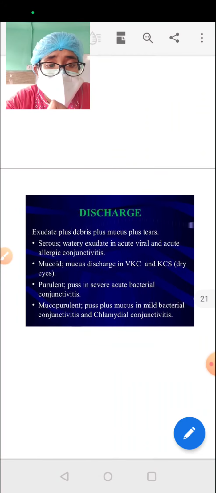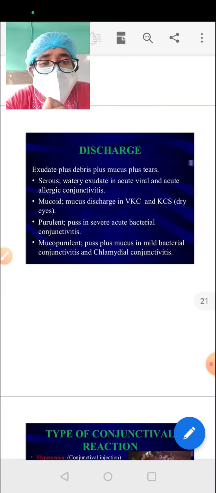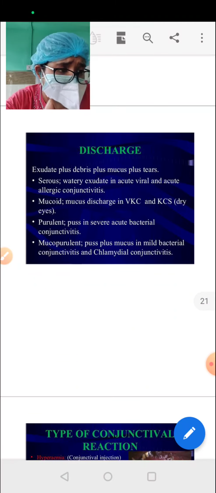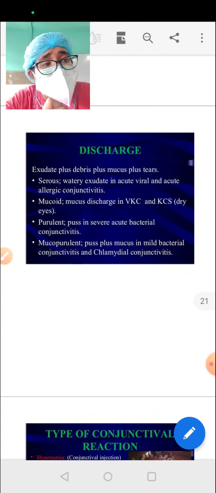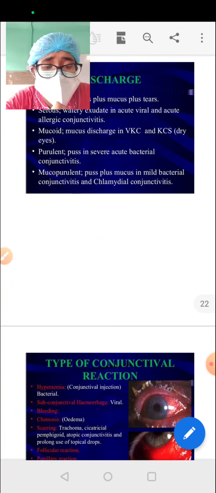So let's see. If discharge is serous, it most commonly goes for viral or acute allergic conjunctivitis. If discharge is somewhat mucoid, it commonly goes to VKC, vernal keratoconjunctivitis, one kind of allergic conjunctivitis, or keratoconjunctivitis sicca, that is dry eyes. If it becomes purulent, it most commonly goes for bacterial conjunctivitis, and if mucopurulent, it is bacterial or chlamydial conjunctivitis.